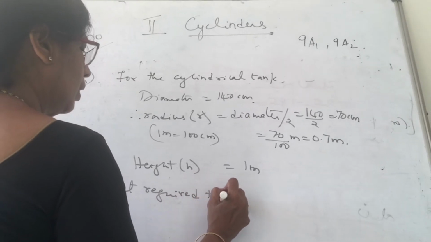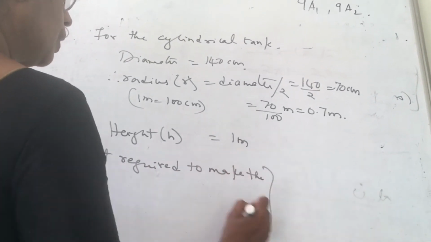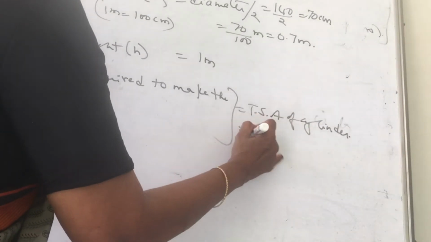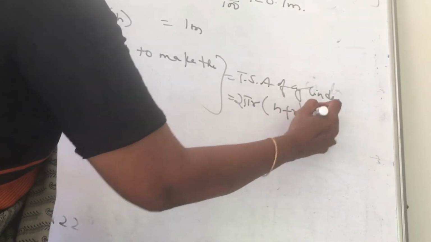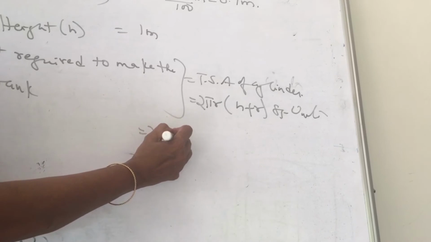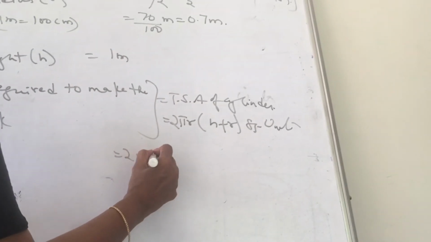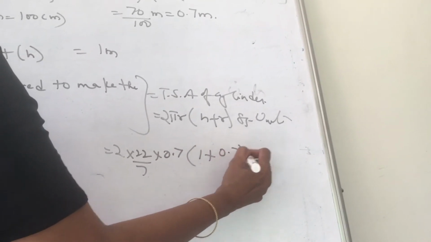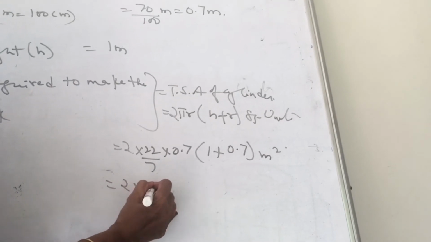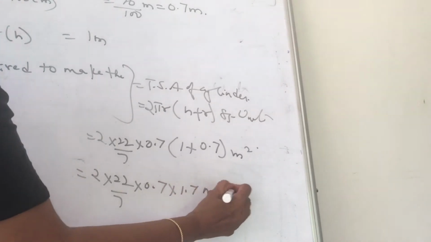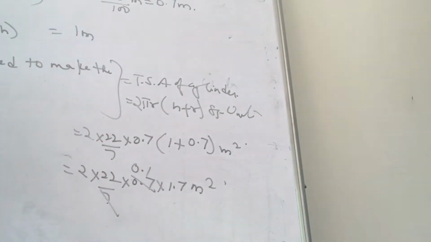to make the tank is equal to the TSA of the cylinder. Any guesses? 2 pi r into h plus r square units. 2 into pi, pi is how much? 22 by 7. R is how much? 0.7. 1 plus 0.7 meters square. 2 into 22 by 7. Add, children, 1 plus 0.7, 1.7 meters square. 7 goes how many times?